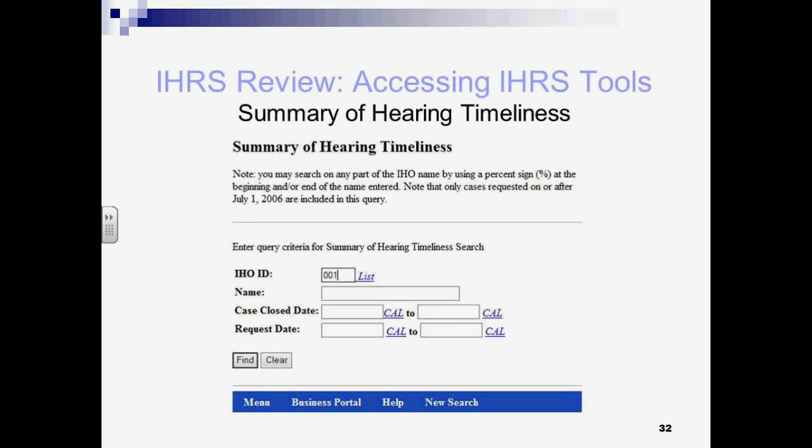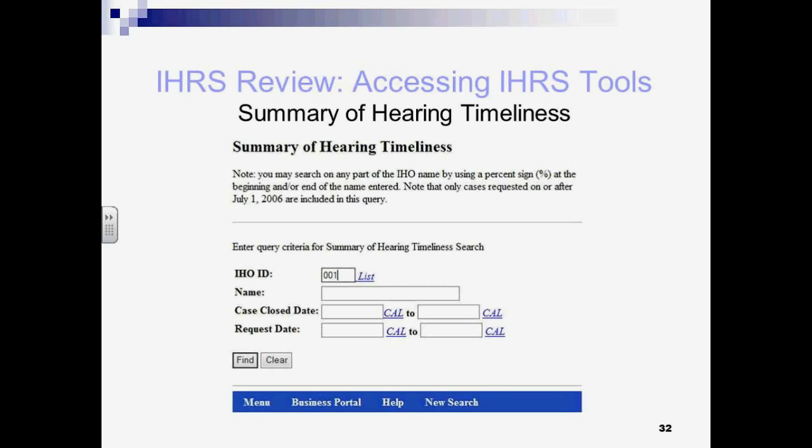To query your hearing timeliness, click on the Summary of Hearing Timeliness link on the IHRS main menu. On the query screen, you may search by your IHO ID. Clicking on the list link will open up a pop-up window displaying only the signed-in IHO's ID, or you may search by your name. Again, we recommend entering your last name or use the % symbol before and or after any part of your name for more accurate results when searching by this field.